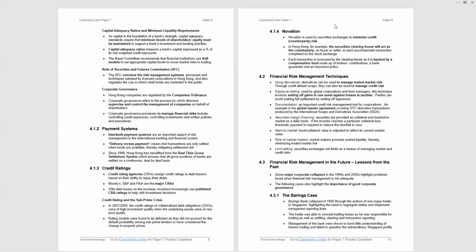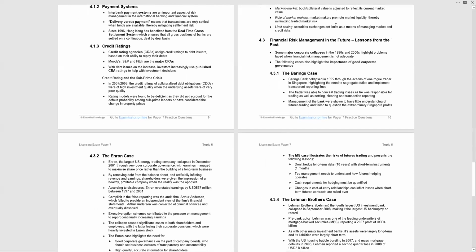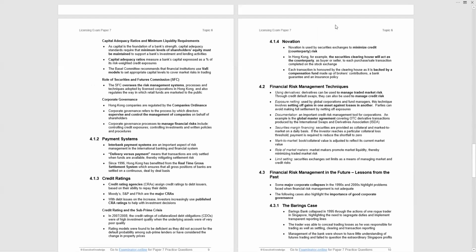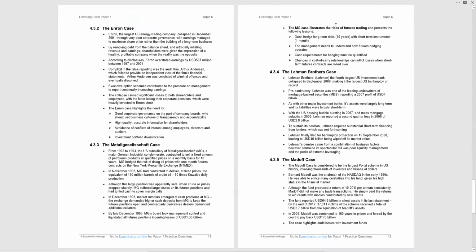But what came out of it was the ignorance of the senior management. So the point that's made right at the bottom, management of the bank were shown to have little understanding of futures trading and failed to question the extraordinary Singapore profits. And that highlighted the problem of senior management not understanding the business. And you require that to be able to identify risks. So that was the learning point in the Barings case, that senior management should understand the business to be able to then measure, manage and monitor risks.